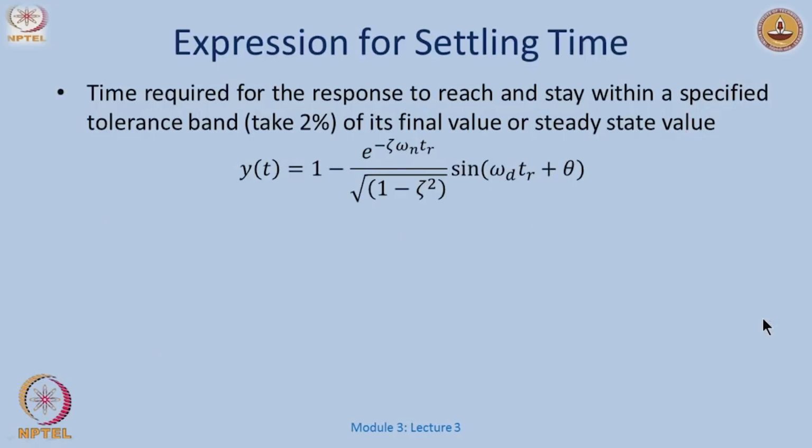Okay. Similarly for settling time, the settling time is the time required for the response to reach and stay within, say, a 2% band of its final value. So how do we compute this? Let us draw some pictures here. My response is again something like this, and this is my steady state value. Let us say this is 1.